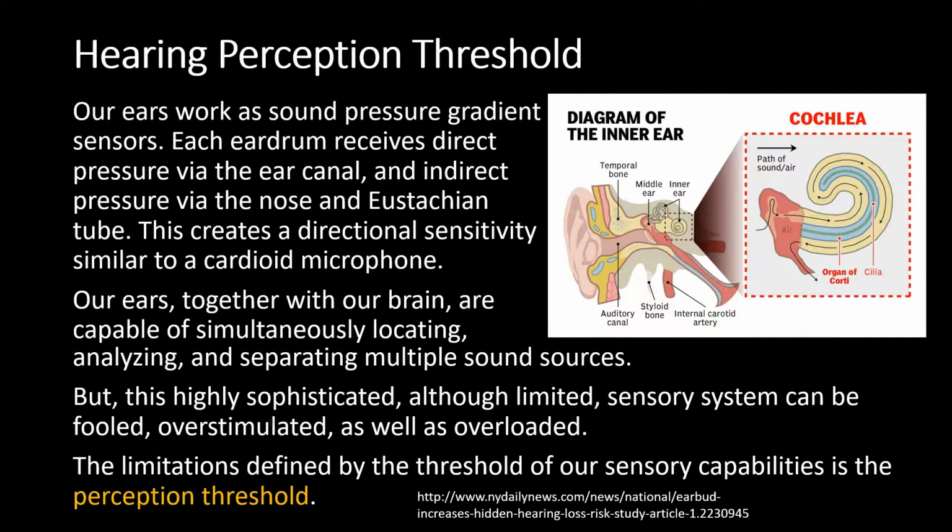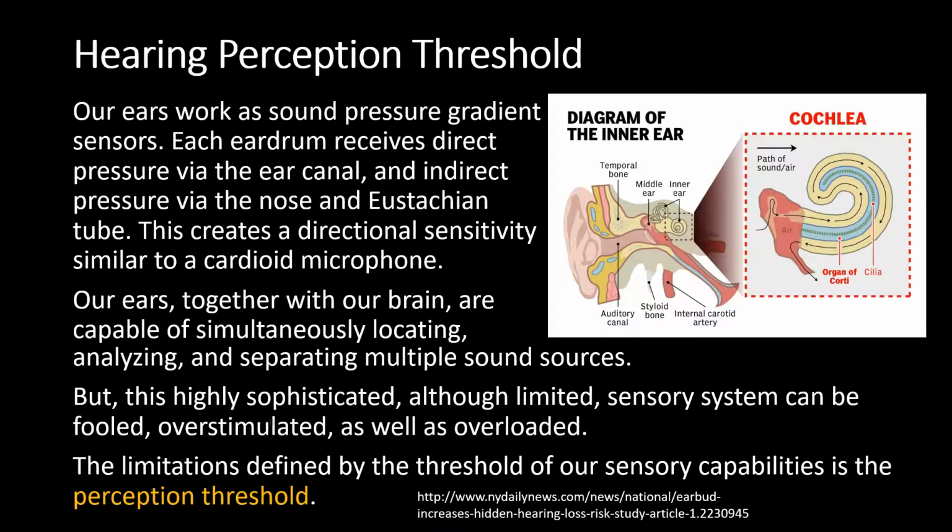So here is a diagram of pretty much how our ears work. Our ears have an ear canal, and at the end of the canal is the eardrum. The eardrum receives the direct pressure of the sound and indirect pressure through the nose and the eustachian tube in our throat. And that's sort of how we hear ourselves, and why when you plug your nose or plug your ears and talk, you sound kind of nasally or kind of weird.